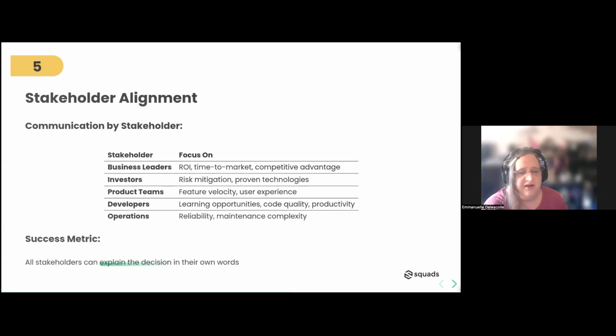Making a decision also has to be beneficial for everybody. So one way to see the success of one decision or another is that every part of the business needs to be able to express in their own words that this decision was a good thing for them. So, for example, for the business leader, it will be quicker time to market, while for the product team, it's going to be feature velocity, and for operations, it's going to be reliability, for example.